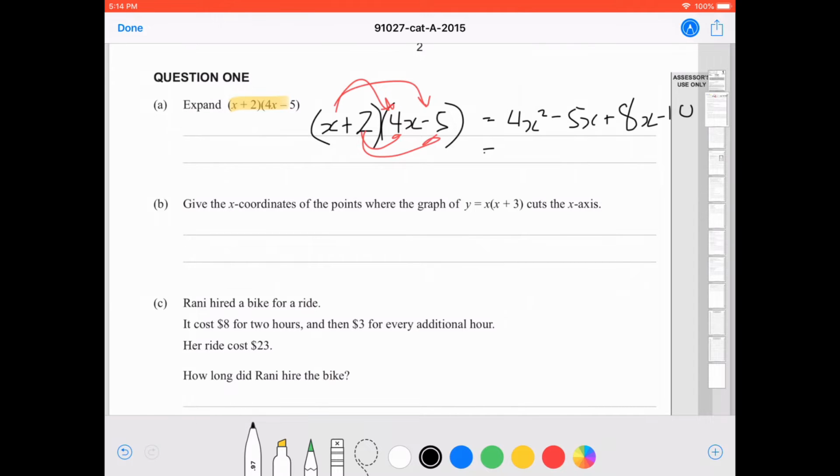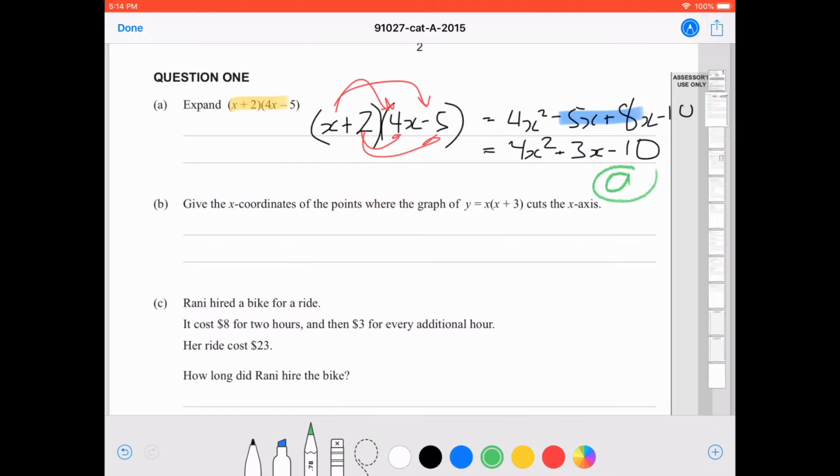Okay, we're not fully simplified yet. We can collect like terms. We can add negative 5x and 8x. So we've got 4x squared, negative 5 plus 8 is positive 3x, and minus 10. Okay, expansion with simplification, 4x squared plus 3x minus 10 gets you the achieved here.